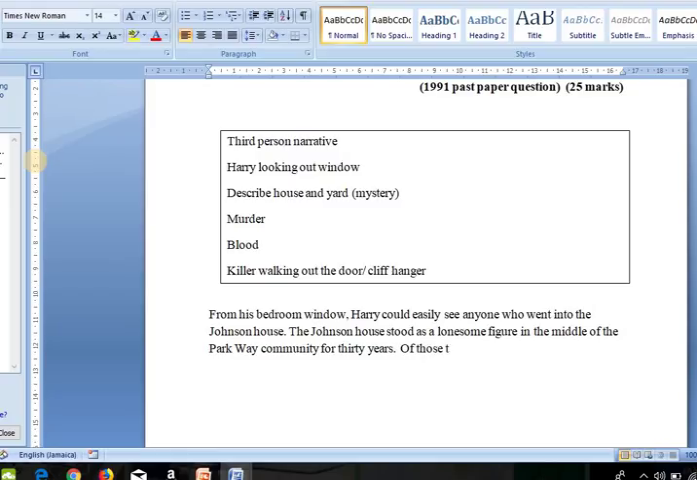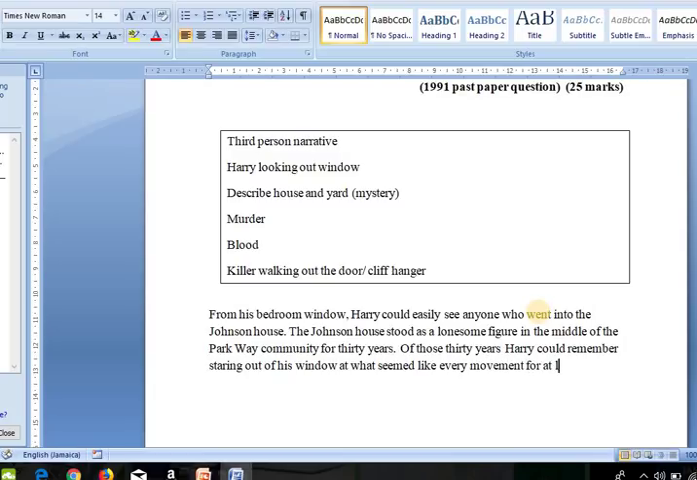Of those 30 years, Harry could remember staring out of his window at what seemed, guys, I didn't select the past tense. You're not helping me. All right, seemed, past tense, because it's went, so we're writing in the past tense. Out of his window at what seemed like every movement for at least 16 years.